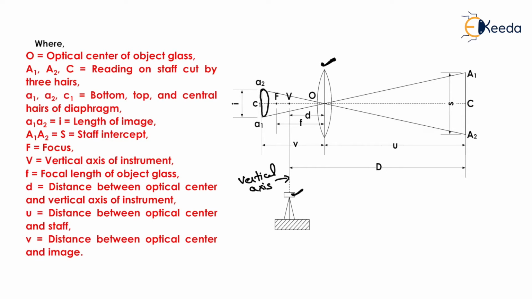So in between the eyepiece and the object lens there will be one focus, that is capital F, and its distance from the optical center is known as small f, that will be the focal length. Now the vertical axis of the instrument is shown here, that is capital V, and the distance of the vertical axis of the instrument and the optical center is known as small d.